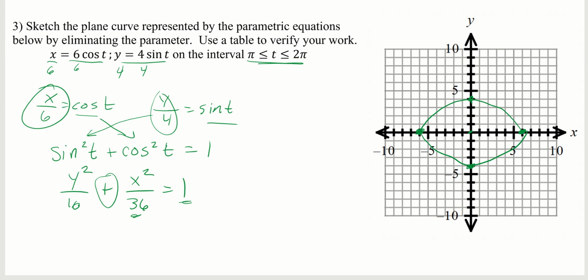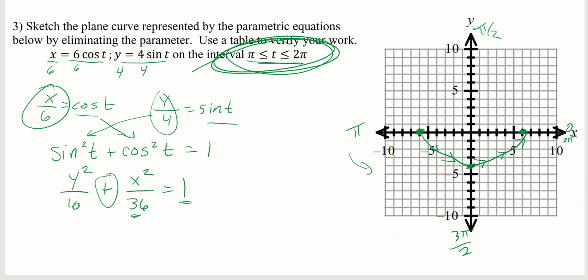Now I want to refer back to my interval. So my interval says from pi to 2 pi, right? If we think back to our unit circle, we have 0, pi over 2, pi, 3 pi over 2, and then we come back here to 2 pi. That just tells me I really just want the bottom half of this ellipse. So I'm going to keep just the bottom half of the ellipse because of that interval. And so going from pi, we're going that direction, so we're going to draw our arrows going in that direction.